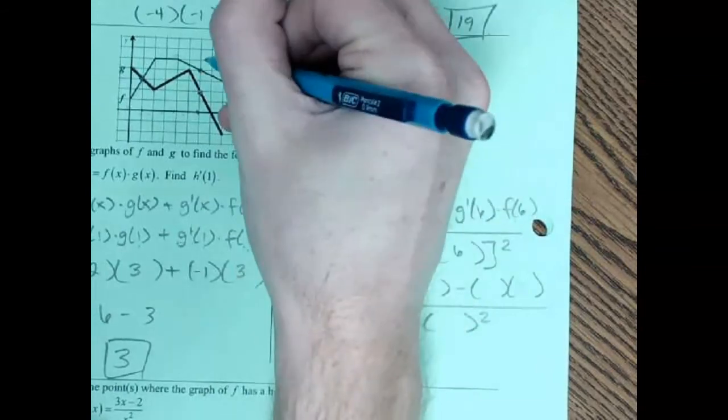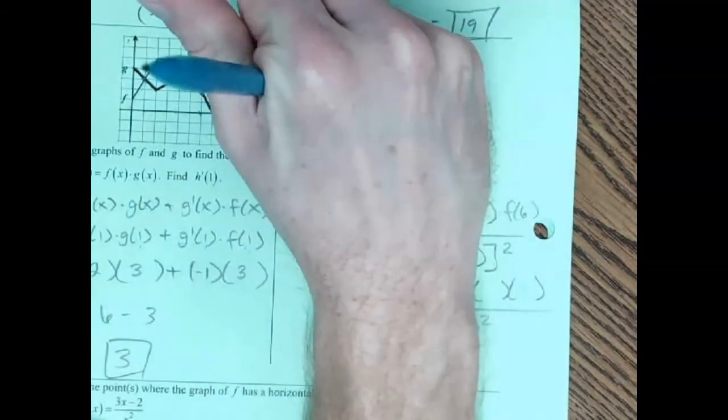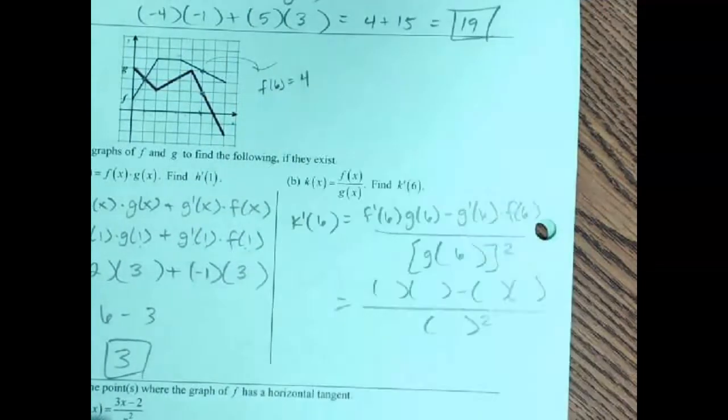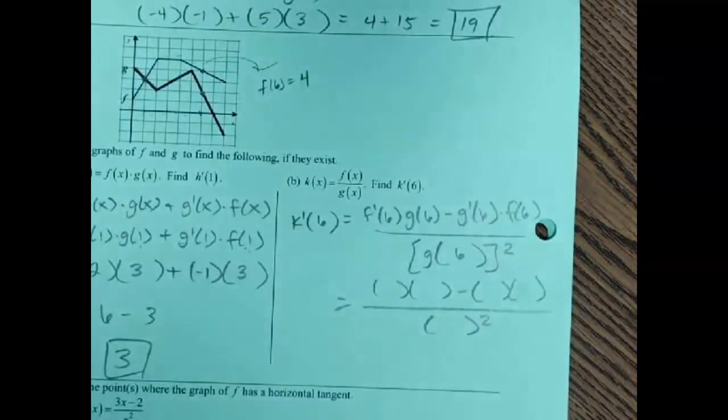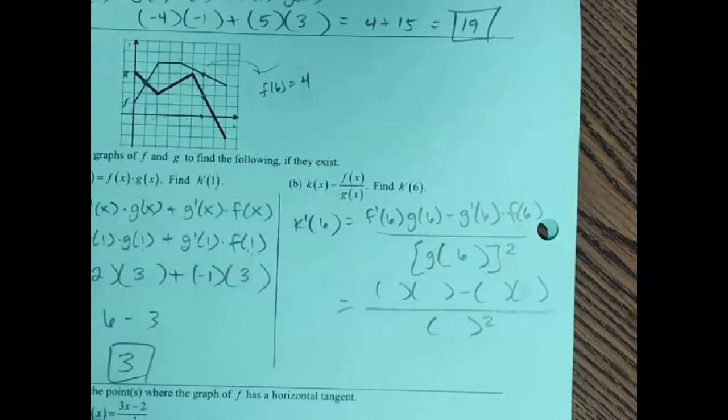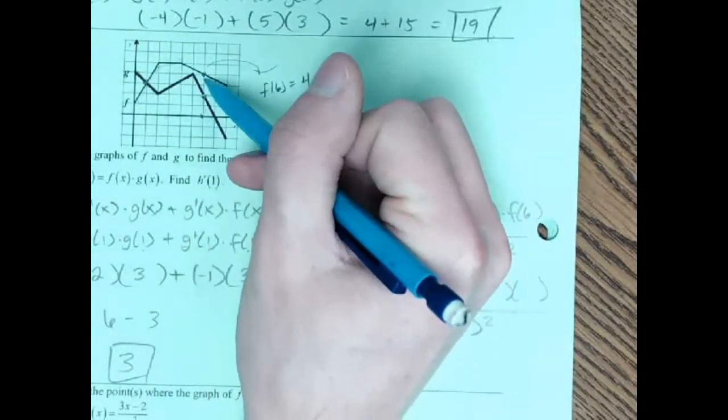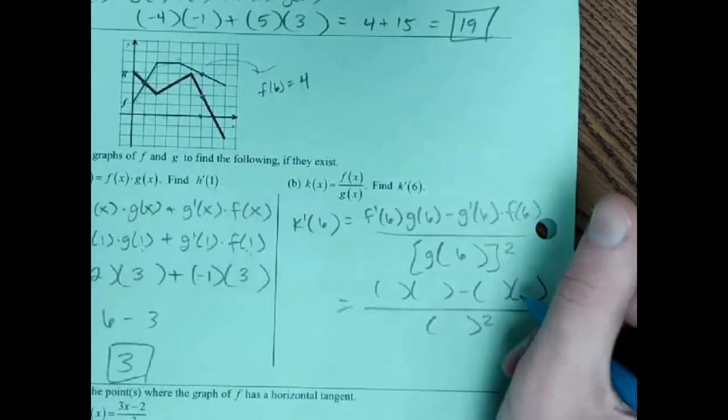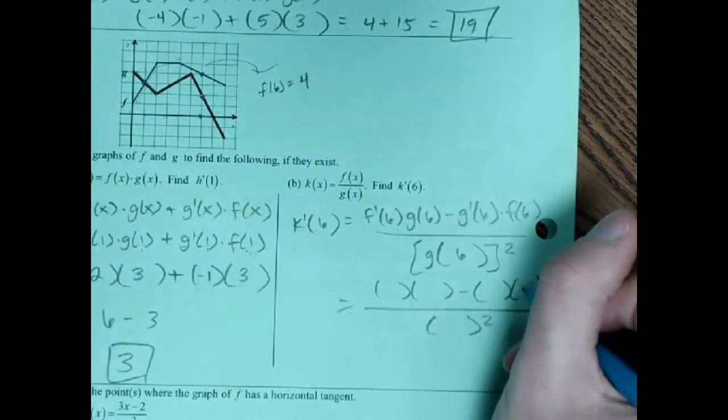Here's the F function. F of 6 is 4. That's totally my bad. I was looking at my answer key. I was like, why is it different? Okay, because I got the functions crossed. Sorry guys. The F function up here, count it. It's up at a height of 4. So F of 6 is 4.